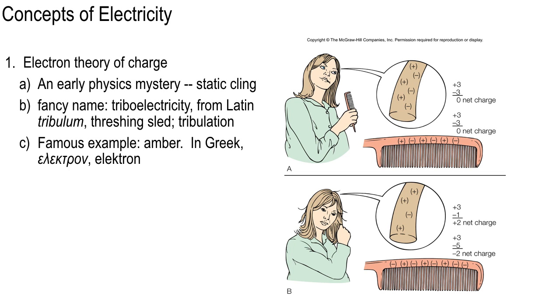Now this diagram here shows triboelectricity, frictional rubbing of two different substances, human hair and a plastic comb. Now the plastic comb acquires a negative charge. The hair loses some electrons, and so it nets a positive charge.